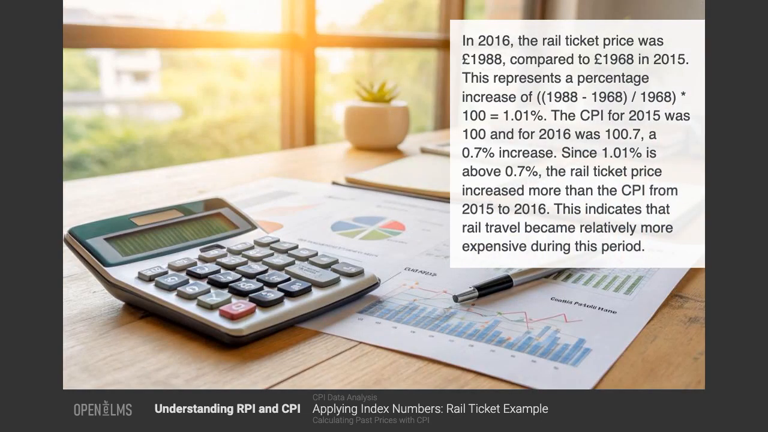In 2016, the rail ticket price was £188, compared to £168 in 2015. This represents a percentage increase of (188 minus 168) divided by 168, times 100, which is 11.9%. The CPI for 2015 was 100 and for 2016 was 100.7, a 0.7% increase. Since 11.9% is above 0.7%, the rail ticket price increased more than the CPI from 2015 to 2016. This indicates that rail travel became relatively more expensive during this period.